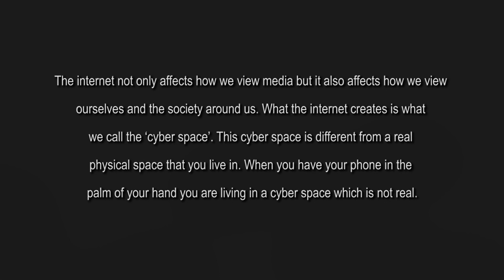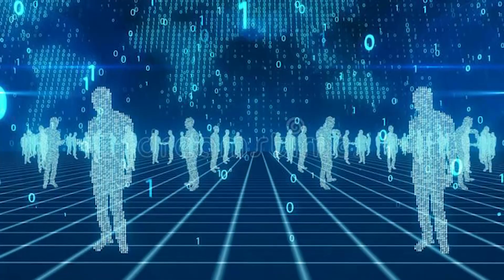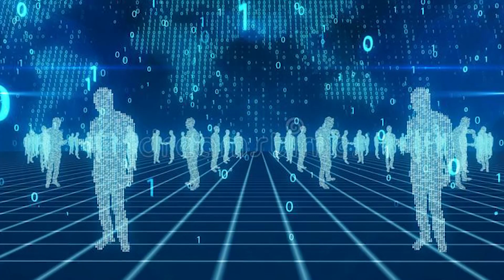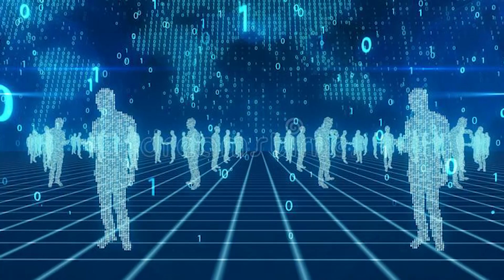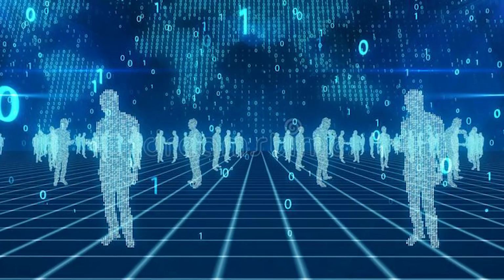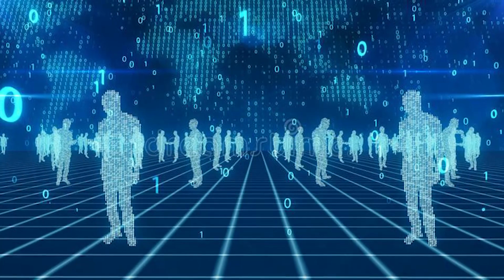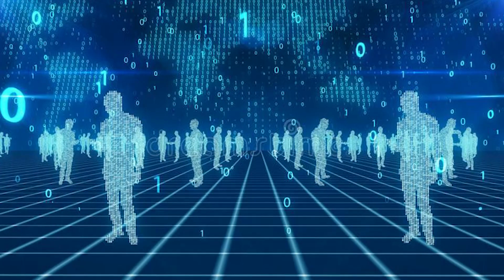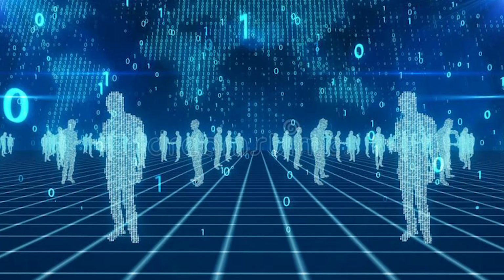So let's give you the example again of your phones. When you have your phone in the palm of your hand, you are living in a cyberspace which is not real. You are probably talking to a friend who is sitting in another country or another city, or you're watching a show which has been produced and directed in another country. It is being spoken by different kinds of people. It's a language you don't even understand, and you're reading the subtitles. So you are in a certain space which is not real.